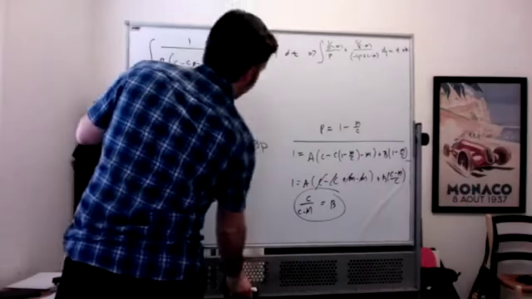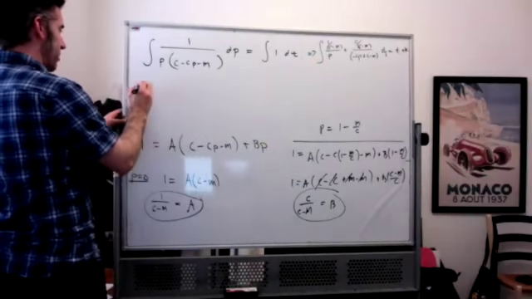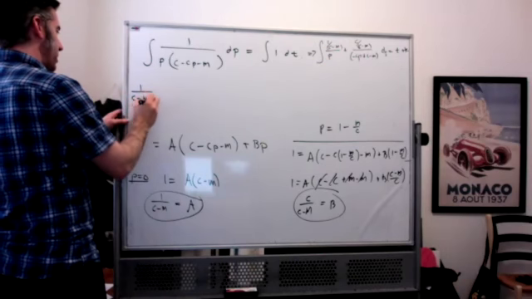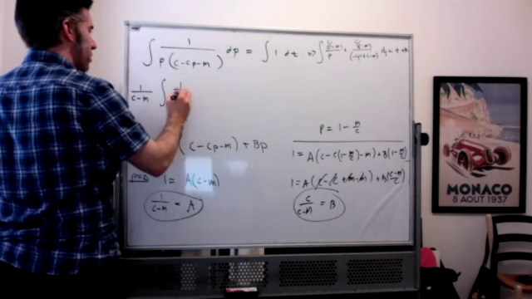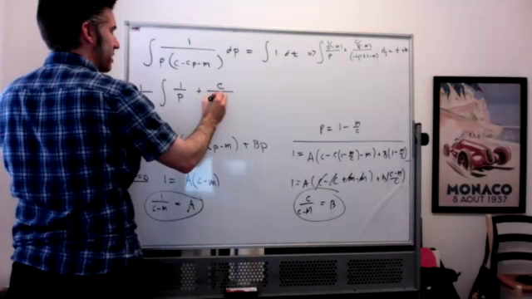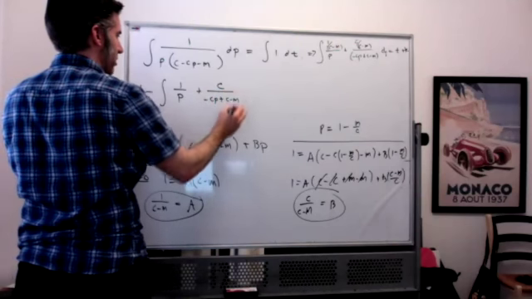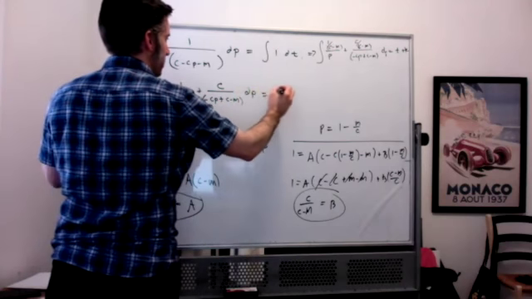I can make this a little nicer because from here I can pull out a 1 over C minus M. So 1 over C minus M. And then I have the integral of 1 over P. And then I have the integral of C over negative CP plus C minus M. CP equals T plus K.